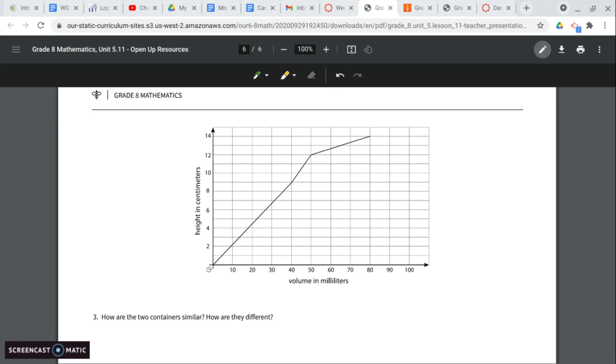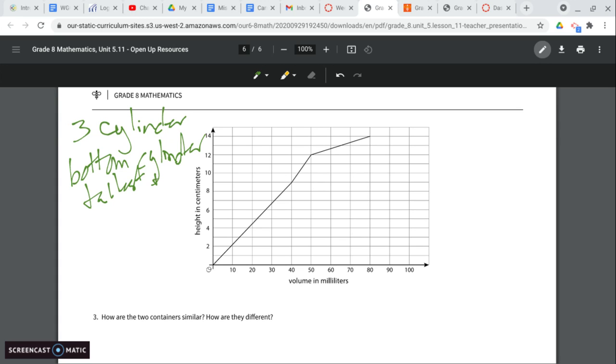Well, we'll have 3. I'm just going to write out a description of it rather than trying to draw it. 3 cylinders stacked on top of each other. The bottom cylinder is going to be the tallest, and it's going to have a small radius.